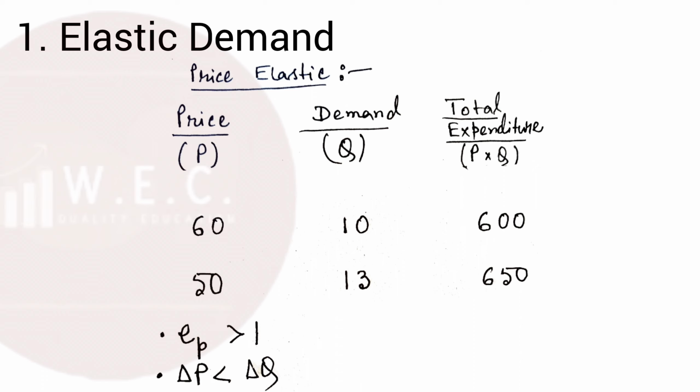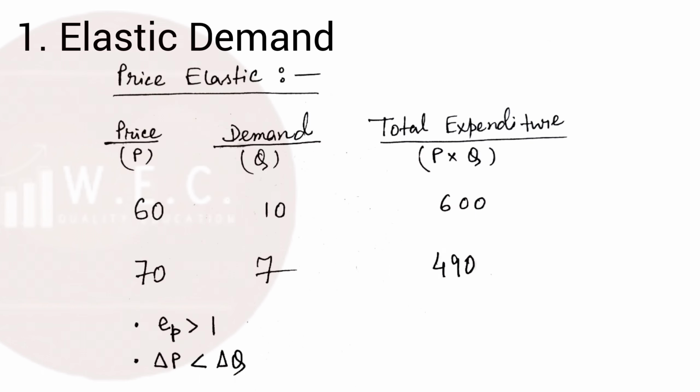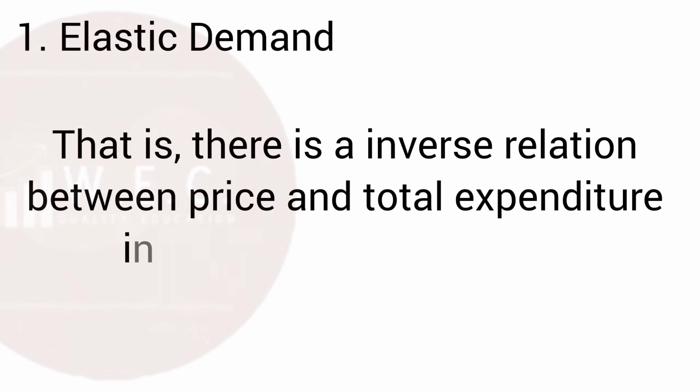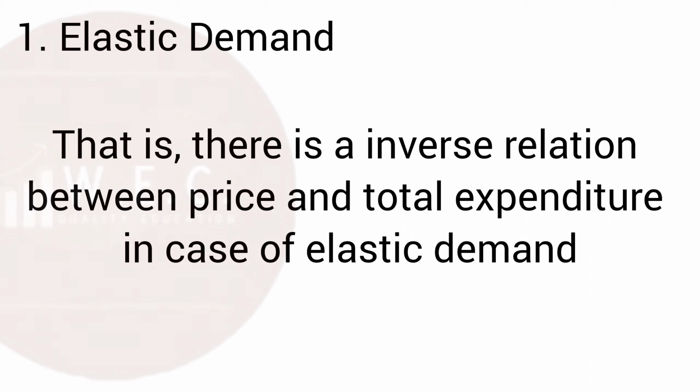Please see the example. Here price falls from 60 rupees to 50, and so total expenditure rises from 600 to 650. It is because percentage rise in quantity demanded is more than percentage fall in price. Again, for the same good, if price rises from 60 rupees to 70, total expenditure falls. That is, there is an inverse relation between price and total expenditure in case of elastic demand.